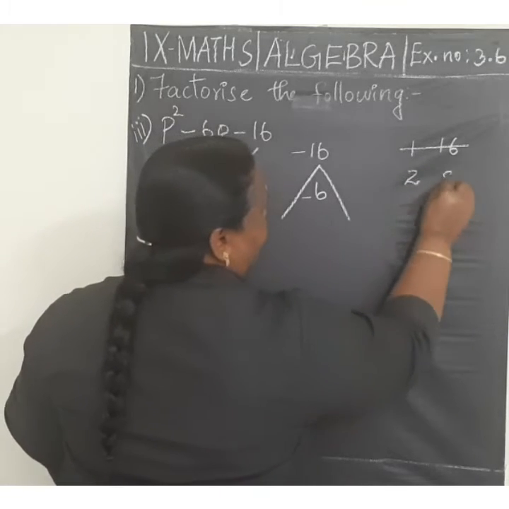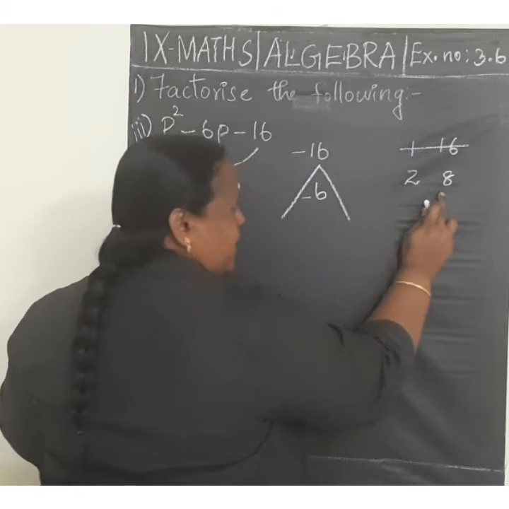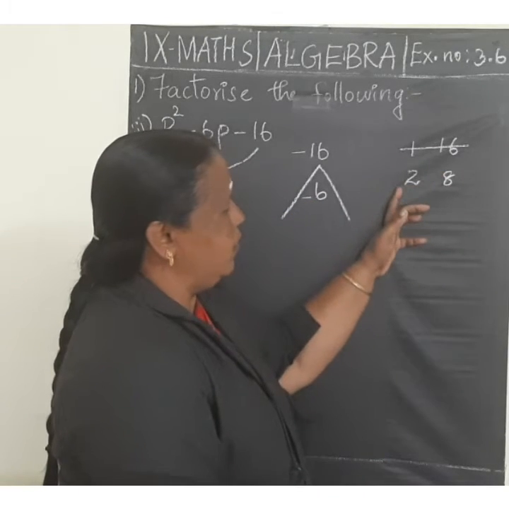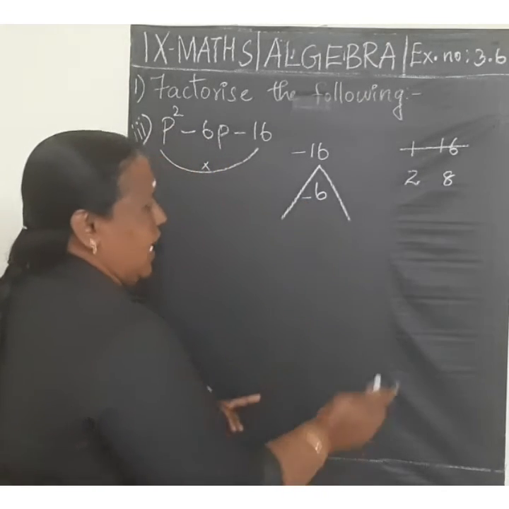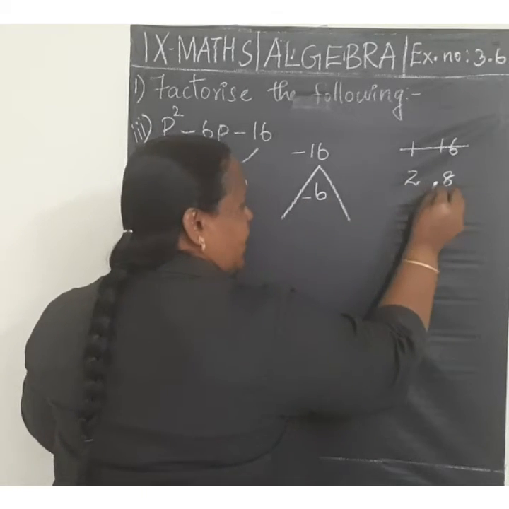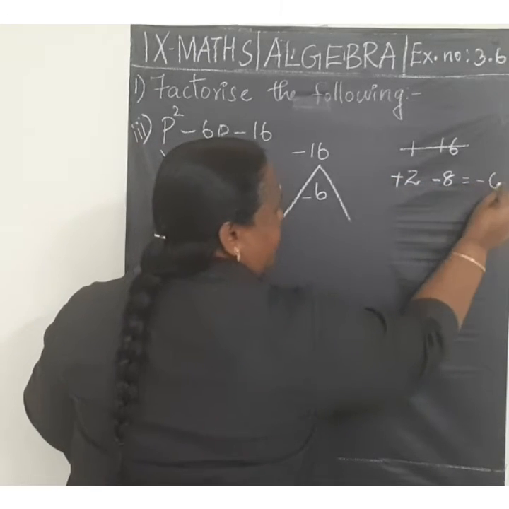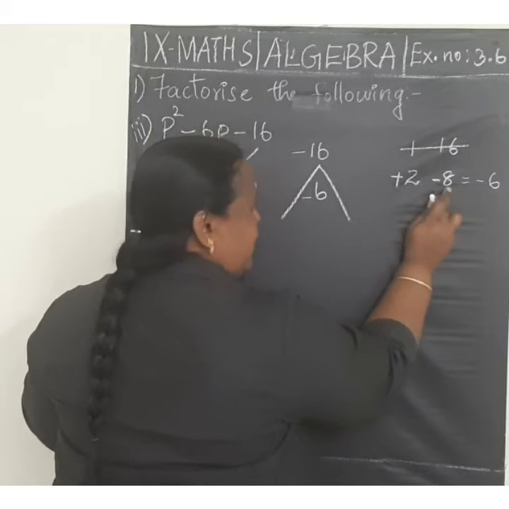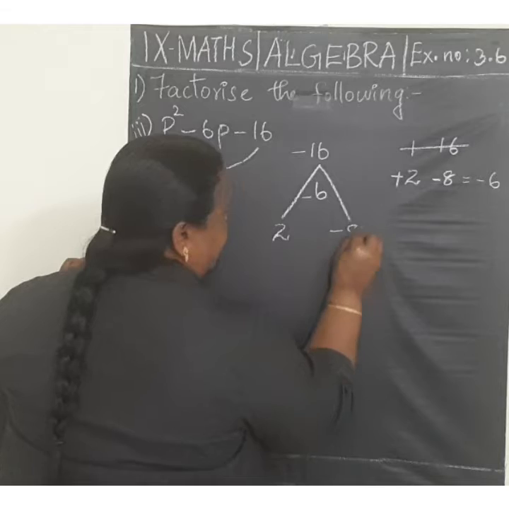So 2 into 8, 2 8s are 16. We are getting this 16. If we add this one, 2 plus 8, 10. We are not getting this 6. Now 8 minus 2 is 6. We are getting the 6 here, but we want minus 6. So for that 8 minus 2, we told that 6, so for that we want here minus 6. So for the greater number we can put the minus sign. For the smaller number, if we put plus sign, we will be getting minus 6. Then if we multiply this one, plus 2 into minus 8, we will be getting minus 16. So the factors are plus 2 and minus 8.